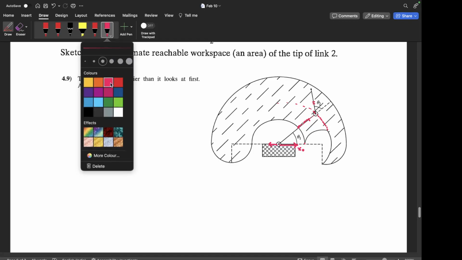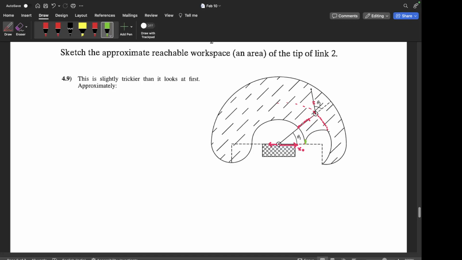I would use a lot of colors here to mark different parts. So first, let's start from the easiest one. Let's talk about this edge, this boundary.